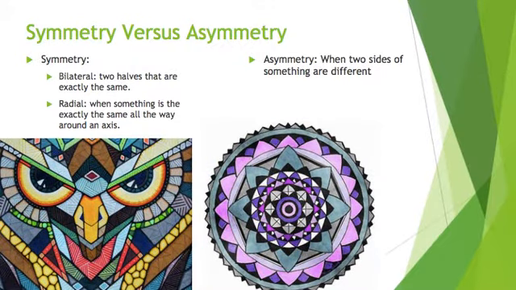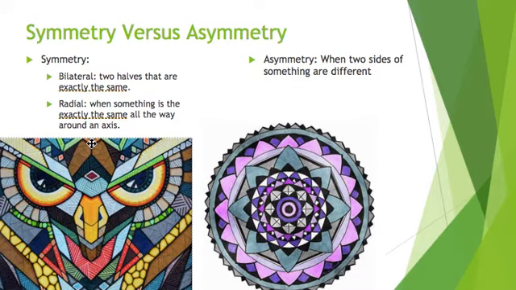Now that you've finished looking through those artworks, hopefully you paused and thought about the questions that it was asking as you worked your way through, we're going to look at symmetry versus asymmetry. First of all, here is the definition for symmetry. There are two kinds. The first kind is called bilateral. It means two halves that are exactly the same. You could slice them down the middle and they would be the same on either half.